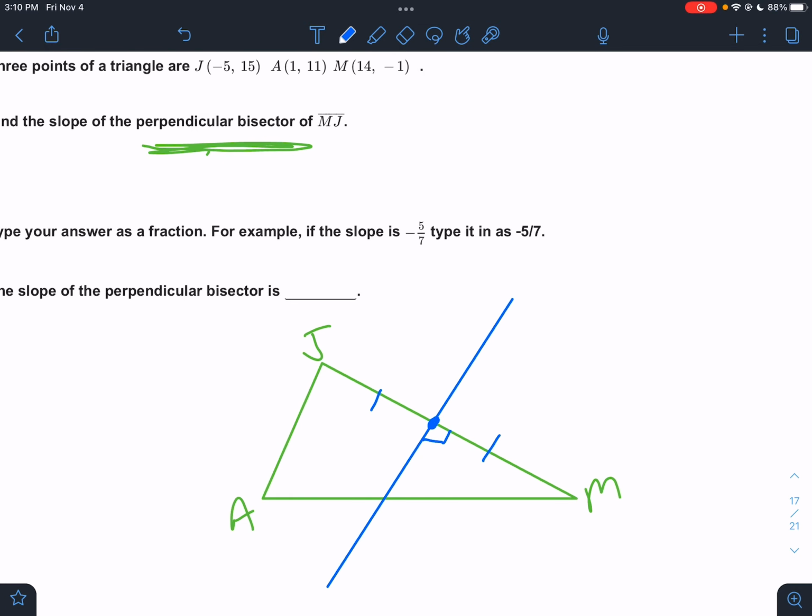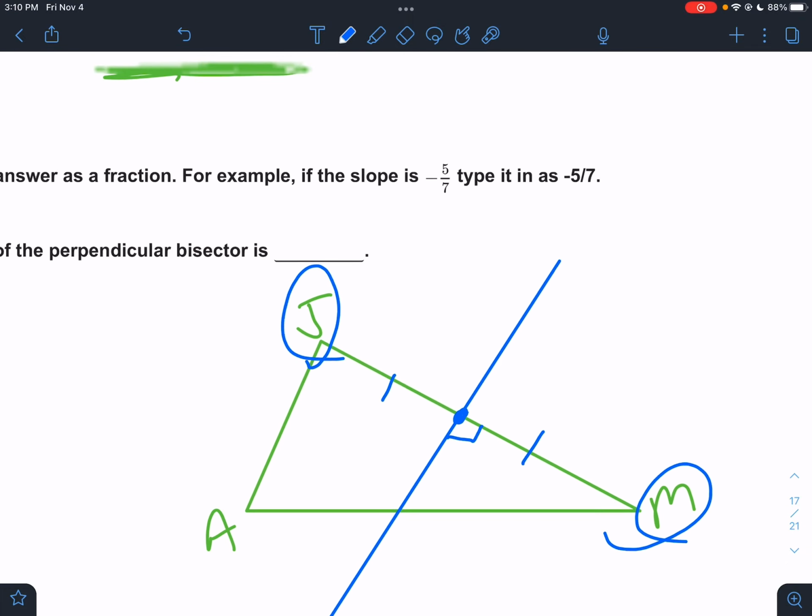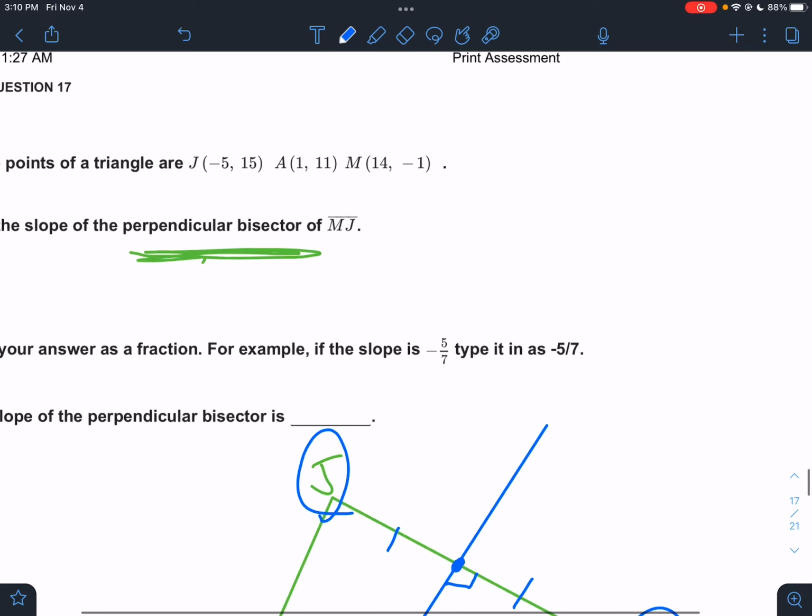Well, guys, the slope is going to be perpendicular to JM. We could get the midpoint, that's true. But that's not helpful because that's just one coordinate. It doesn't have to go through A. So getting one coordinate's not super helpful. We need two coordinates. Well, we know J and we know M. And just like last time, we can get the opposite reciprocal of J and M.